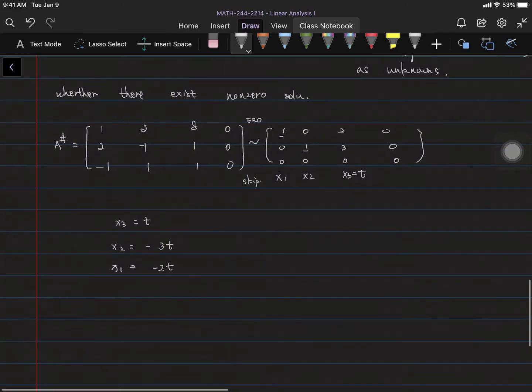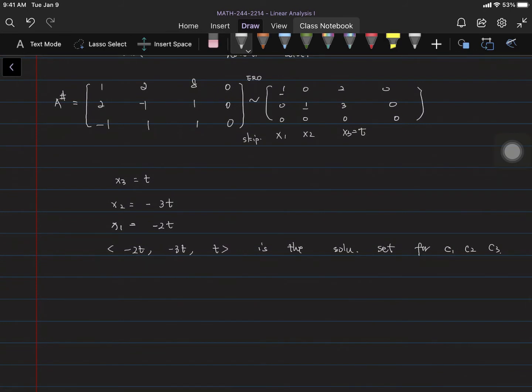So what's the solution set? Sorry, I need to write down the order x1, x2, x3. So it should be negative 2t, negative 3t, and t is the solution set for C1, C2, C3, right? So we can see t can be anything. Definitely, there's a non-zero solution for C. Because we have infinite solutions, definitely not all the solutions are zero. So we can just say V1, V2, V3 is dependent. You can say there exists a non-zero solution, then this set is dependent.